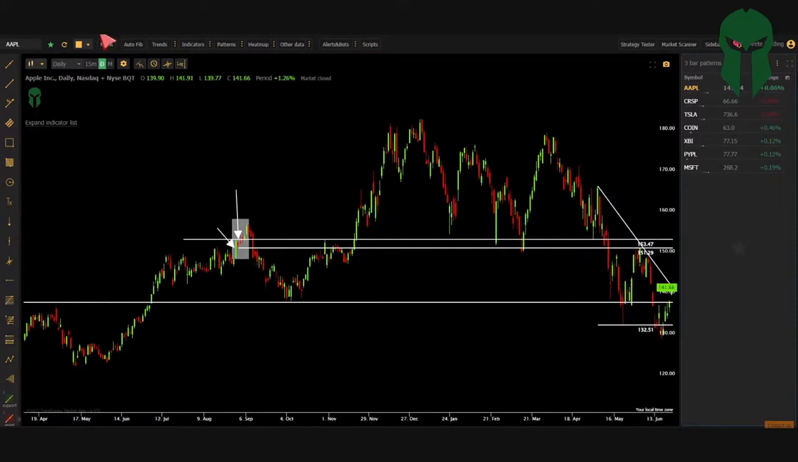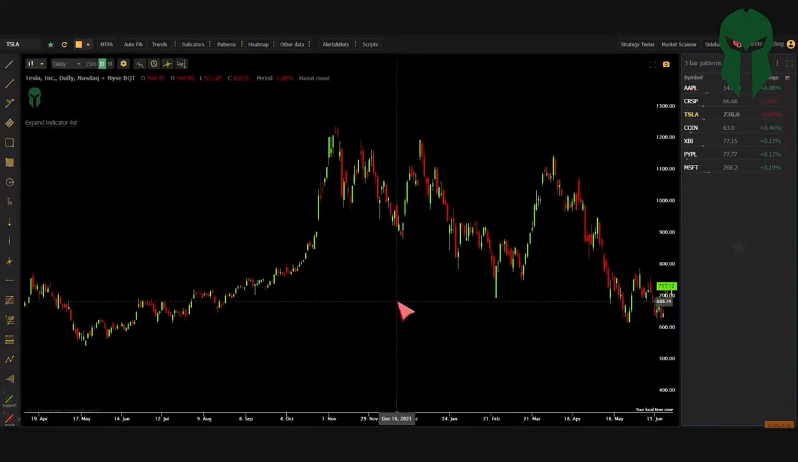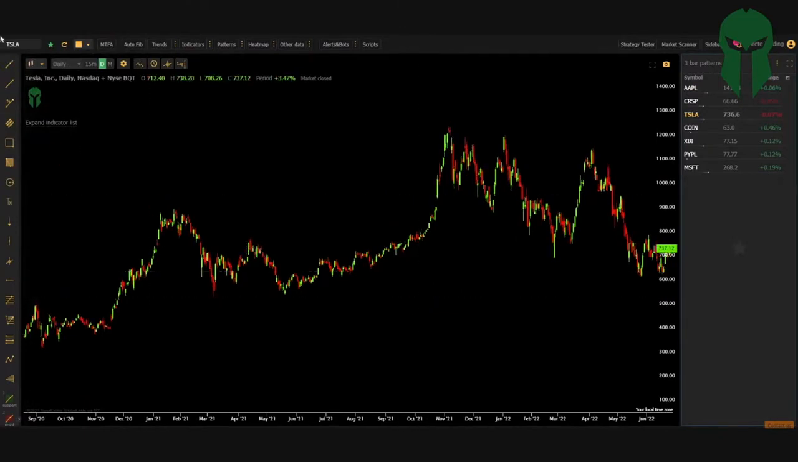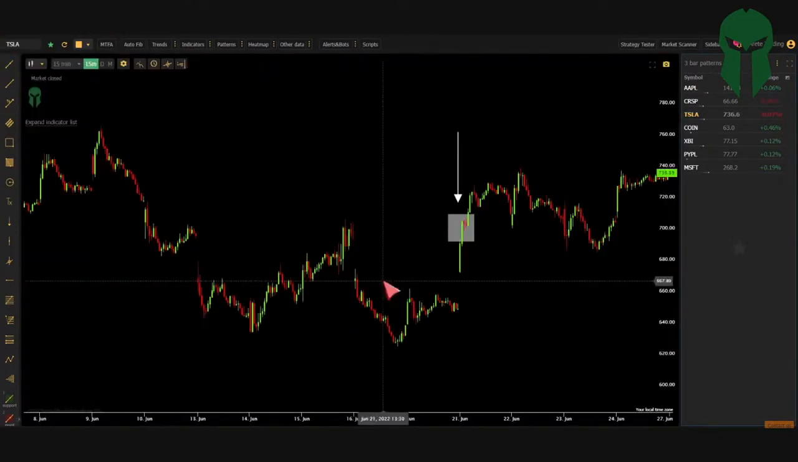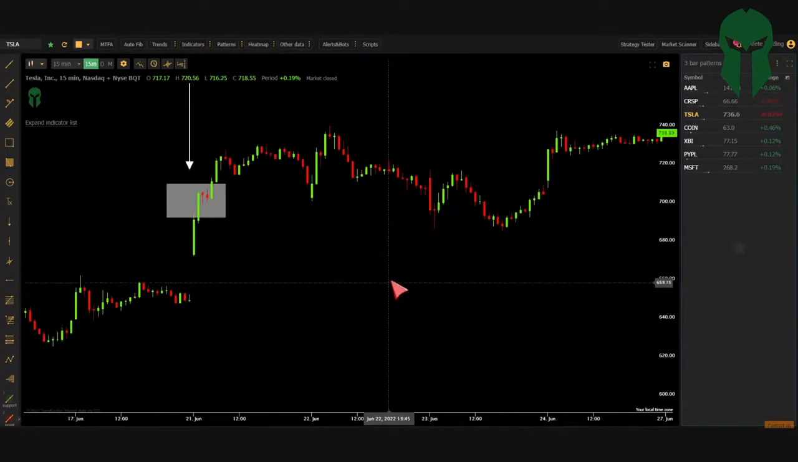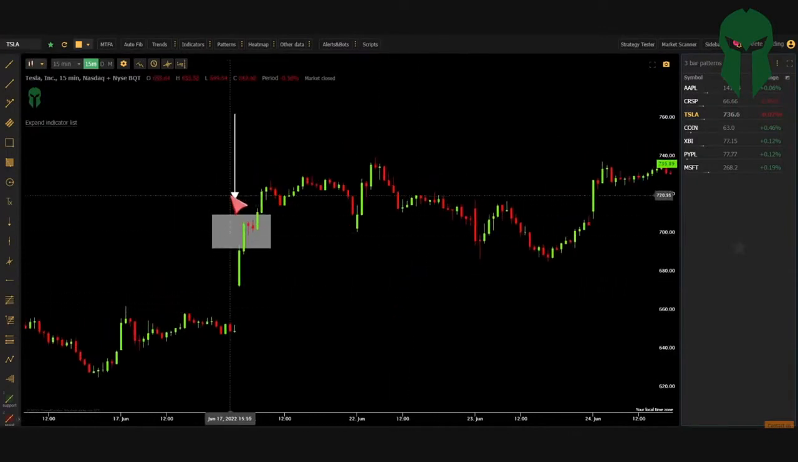So there's 2 examples. Both of those are bull. Let's give you another bull example. And I think this one is on the 15-minute. So here we are. Get rid of this. And what you're going to see is, and I want to make this really clear.